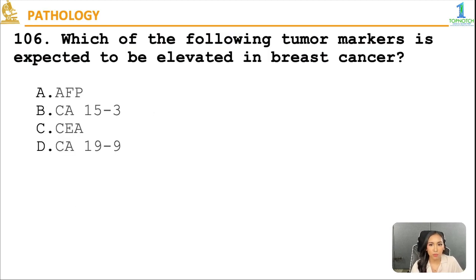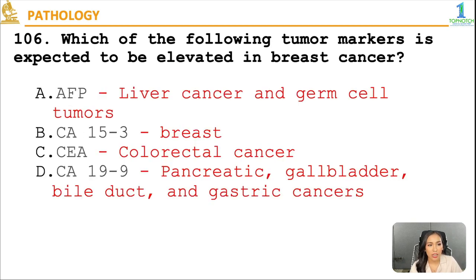Which of the following tumor markers is expected to be elevated in breast cancer? Let's look at the choices. AFP is for liver and germ cell tumors. CEA is for colorectal cancer.